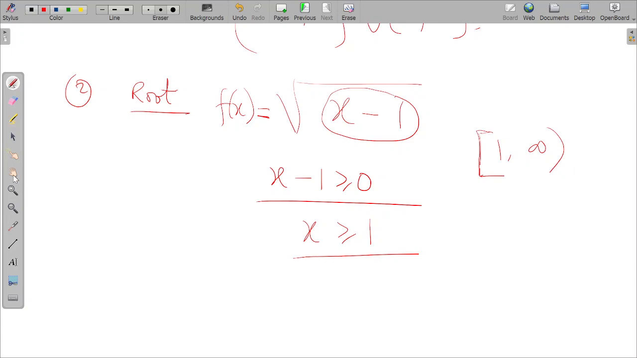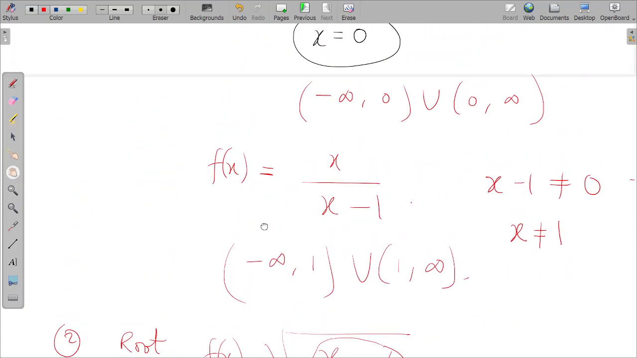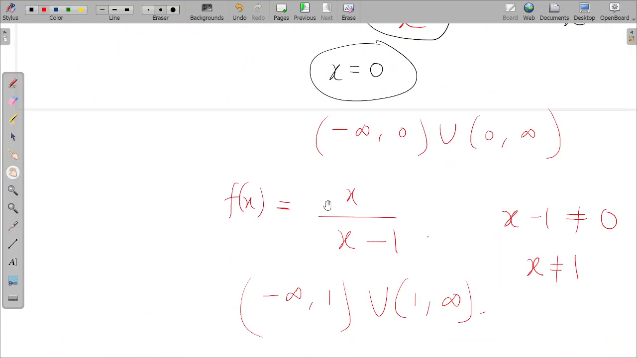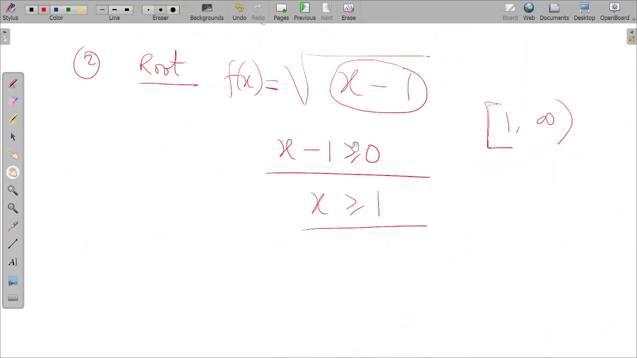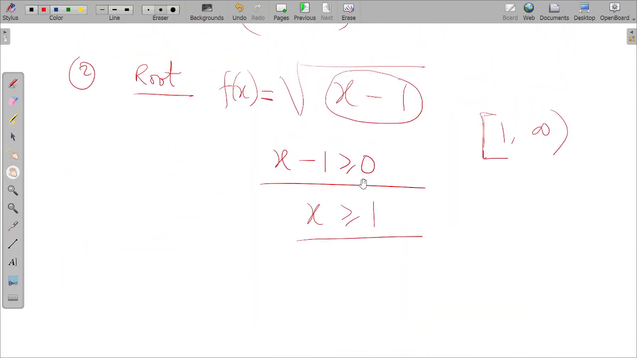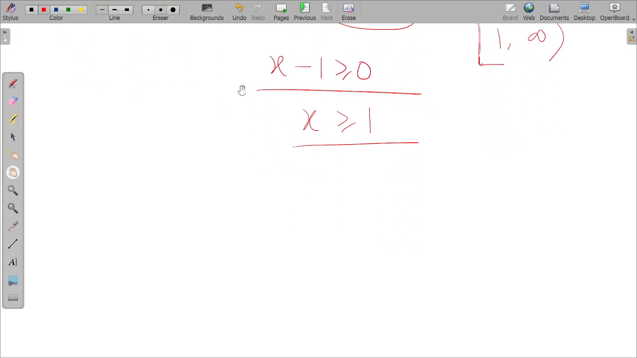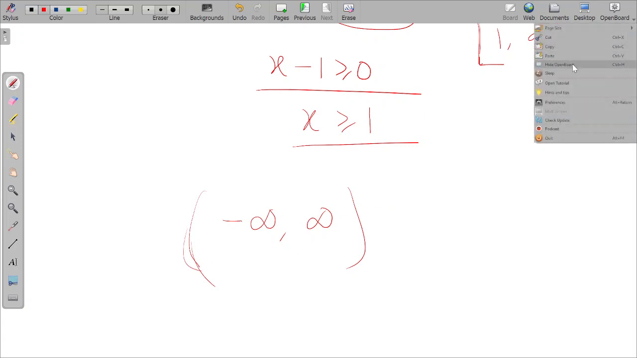So you watch out for these two things whenever you are asked to find the domain. If there is no restriction on x, then the domain of that function will be negative infinity to positive infinity. That will be the domain if there is no restriction on x. Please make sure you take note of that.